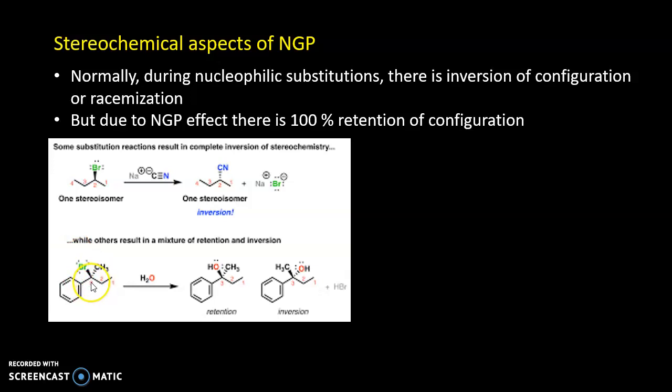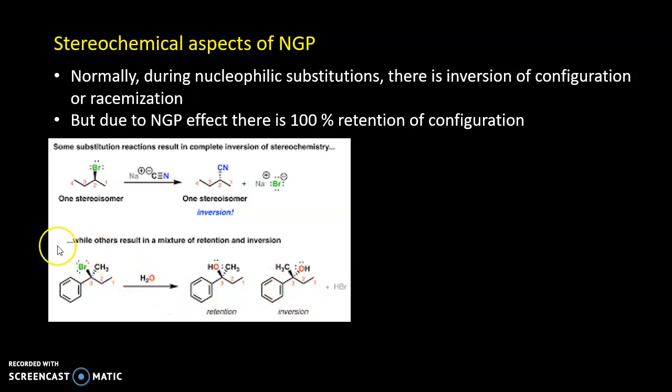Here there is a formation of benzylic carbocation. In the second step, this water as a nucleophile will attack on this carbon. Now if water comes on the upper side, then we'll get this product with retention of configuration. If water attacks from the rear side, we get this product with inversion of configuration.